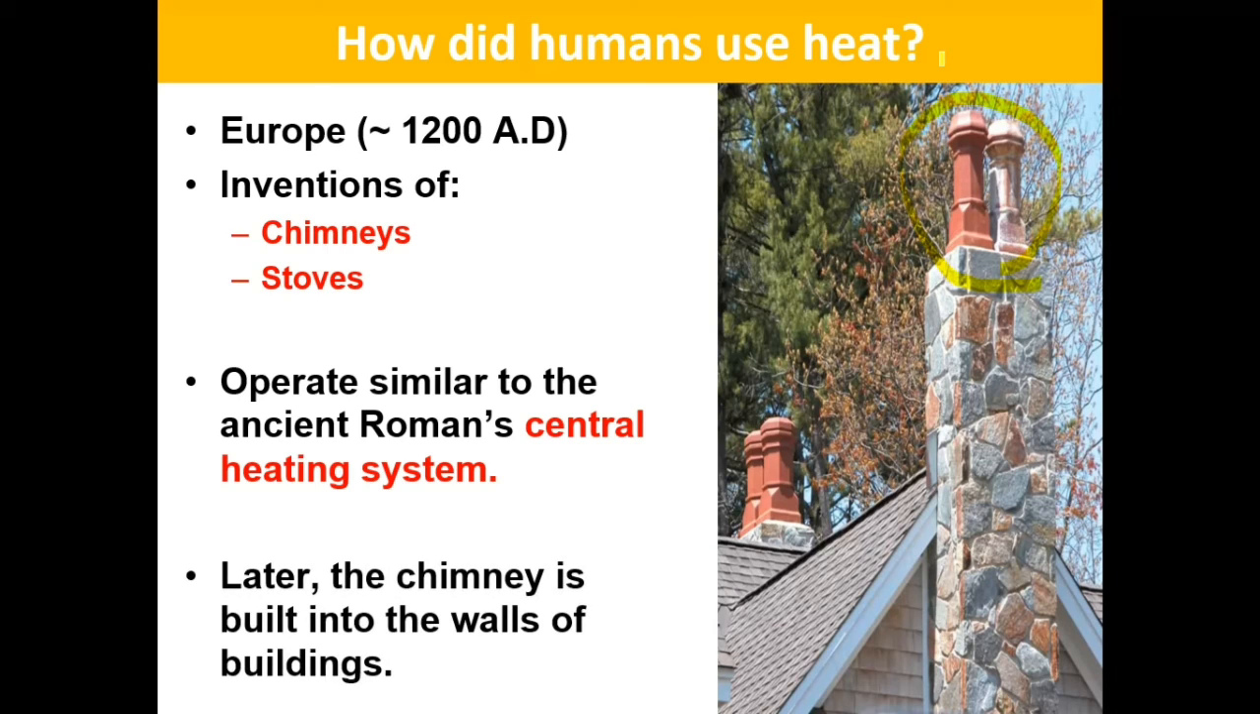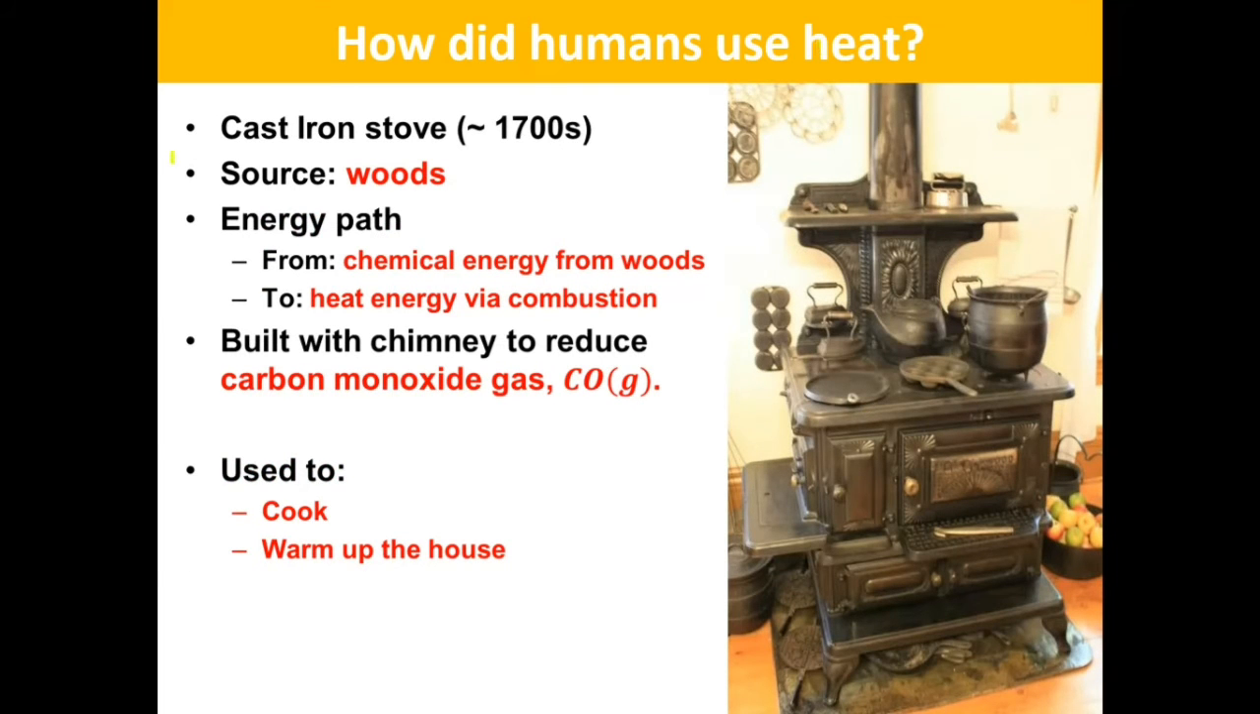And later, this chimney is built into the walls of the building. As you may notice, this is a building on the left side, and then the chimney is on the right side. So there is a complete separation happening. And when it comes to stove, this is an ancient stove. It does use wood. There was a certain period of time that people used other chemical sources like coal, but it turned out to be very dangerous. So people moved away from it.